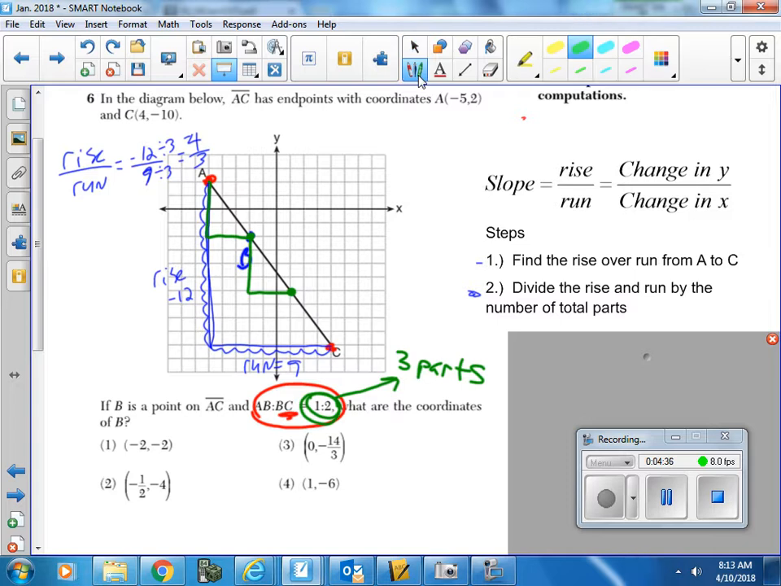Let me go and show you right here. So A to B is going to be here, and then B to C is going to be here, and B to C is definitely twice as big as A to B, okay? So there we have it, and now we need to figure out what point that is. Well, if we count from this point, it's negative 2, right? So that is my point for that.